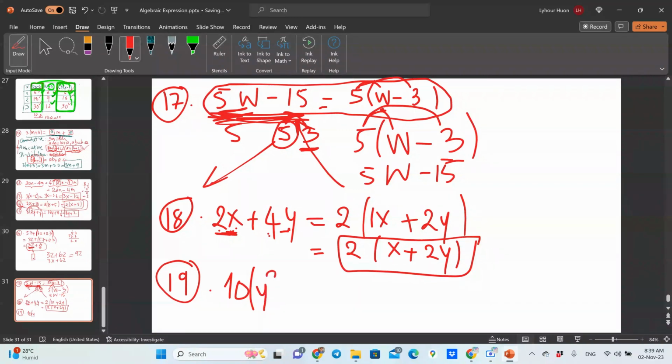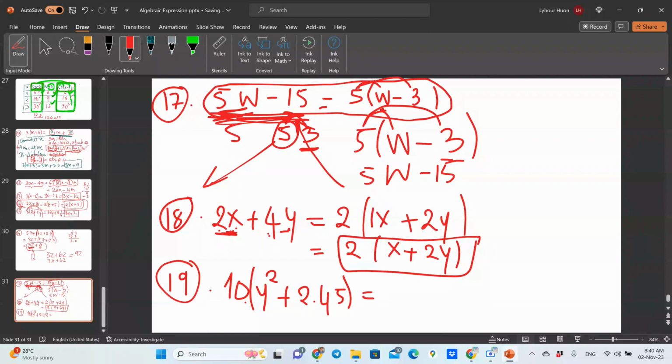Okay, so next one, number 19, 10 times y squared plus 2.45. What property will we be using here? Number 19. We are simplifying it, opening the parentheses. Is this distributive? A little bit strict to identify: when we have parentheses and multiplication, it's distributive, right?